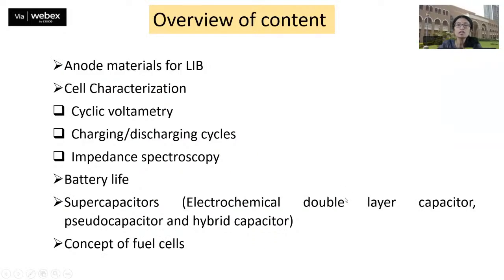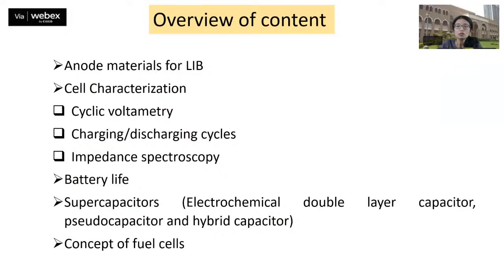So, an overview of whatever is going to be covered in this particular class. In the last class, we had already talked about the cathode materials for lithium-ion batteries. So in today's class, we will be continuing with the electrode materials. Today we'll be discussing the anode materials for lithium-ion battery. This will be followed by how a cell is prepared, then how you characterize these lithium-ion coin cells. The techniques which we will cover particularly are cyclic voltammetry, charging discharging cycles, and impedance spectroscopy. Then we'll follow it with a little discussion on battery life.